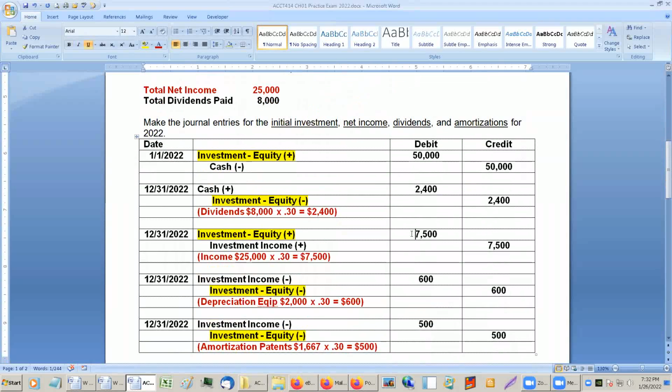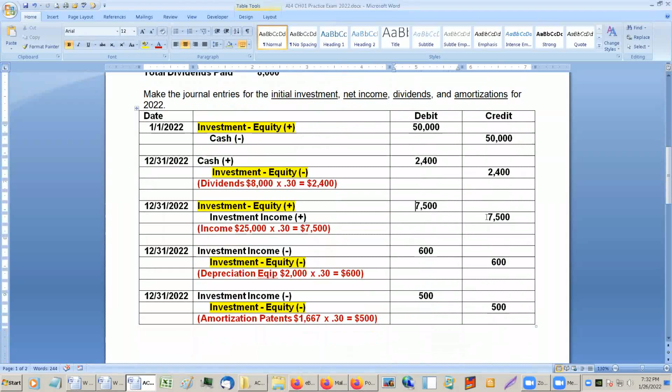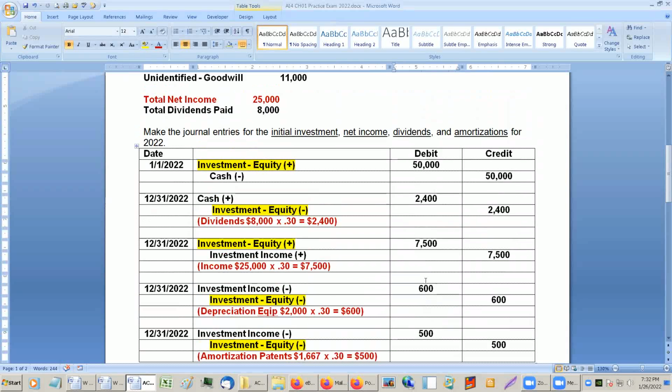So the income here would be 7,500 minus this, minus that, whatever it comes out to. 6,400, I guess. Any questions?